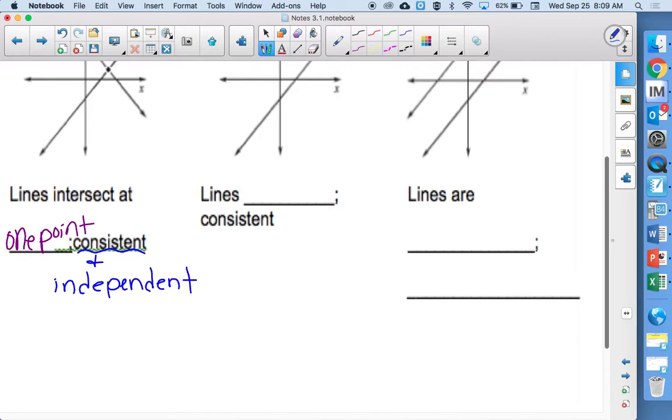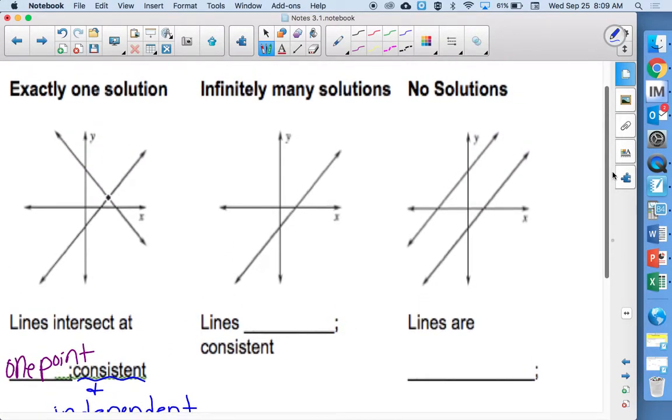And you're going to see both of those terms in your homework tonight. Graph the system. Determine if it's consistent and dependent, consistent and independent. So a consistent system that has 1 solution, because it intersects at 1 point, is called independent. The second option would be infinitely many solutions, and we usually write this as IMS. Infinitely many solutions.